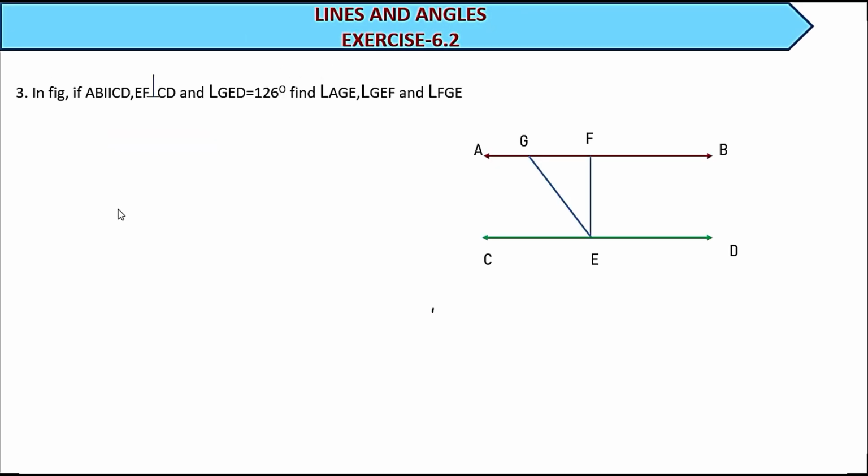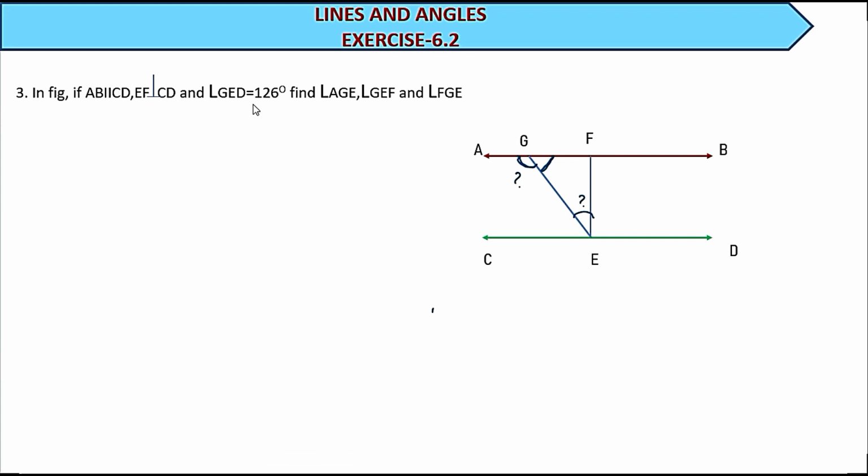Question number 3 is, in the figure, if AB is parallel to CD, EF is perpendicular to CD and angle GED equals 126 degree, find angle AGE, that is this angle, angle GEF, that is this angle, and angle FGE, that is this angle. First of all, you see here AB is parallel to CD. EF is perpendicular to CD, that is, it makes 90 degree on both sides.